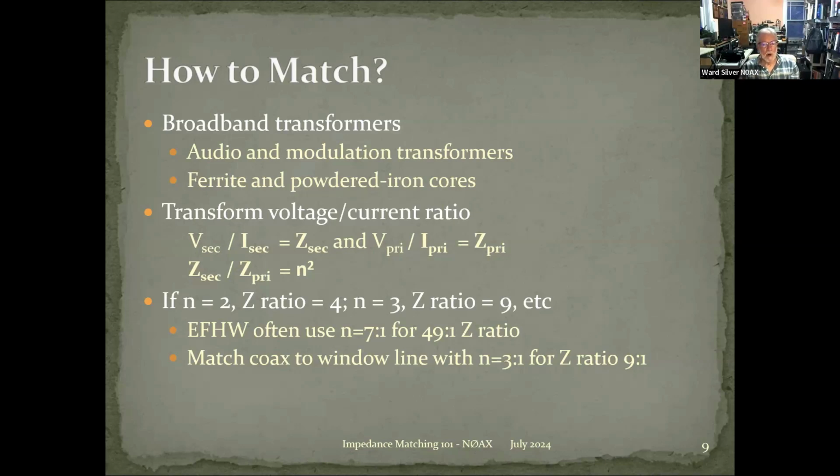Basically, you can match coax to window line with N equals 3 to 1 for a Z ratio of 9 to 1. So 50 becomes 450. Now, I have to caution you, just because you have 450 ohm window line does not mean that the impedance presented at the output of that line is going to be 450. If it's matched, it will be, but window line can be mismatched just like coax.